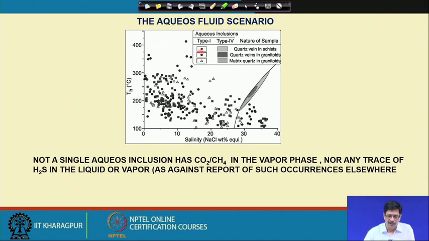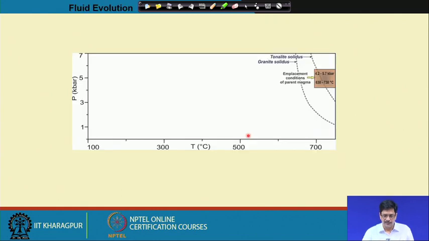As you could see, the squares are plotted from the quartz vein in the schists, where we could see a continuum, the solid circles are the quartz vein in the granitoids, and the triangles represent the matrix quartz in the granitoids. So, here we see that they do have very interestingly overlapping characteristics.